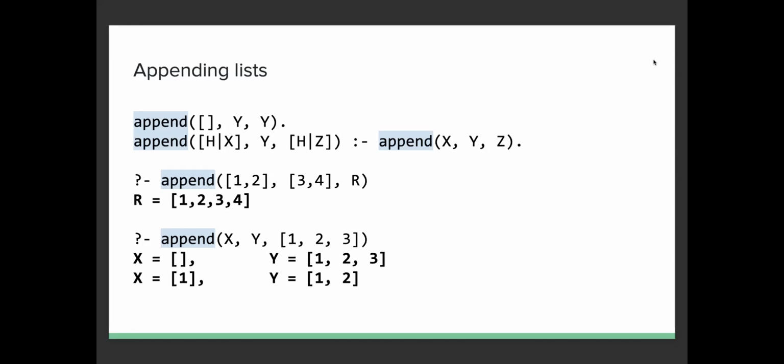Typos happen. But you understand, right? It's going to be x is 1 and y is going to be 2, 3. And then, of course, when x is 1, 2, you get y is 3, of course. And then if x is 1, 2, 3, then you get an empty list. Okay. And there are no more solutions. So these are all. So again, you can use append not only to append lists, but also to take them apart in all the possible ways.